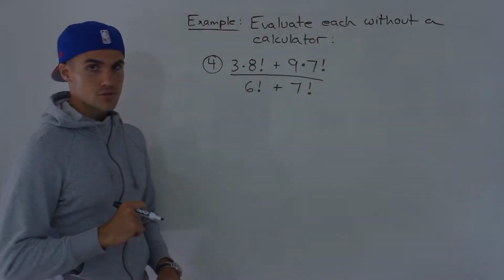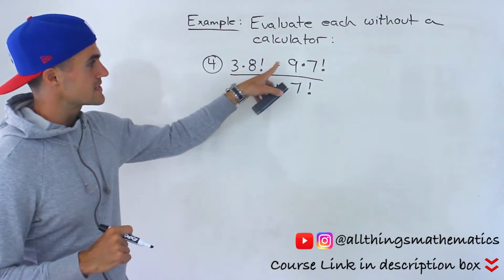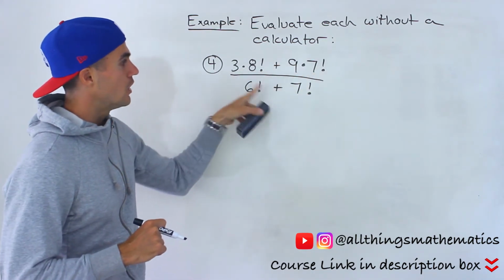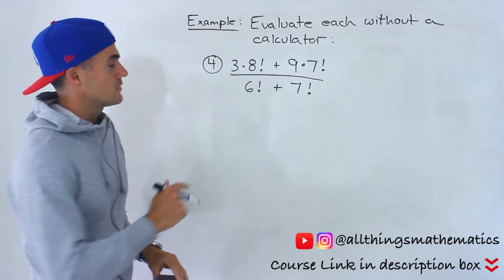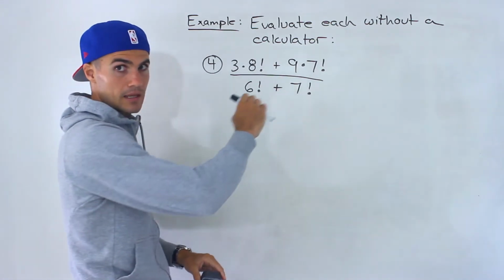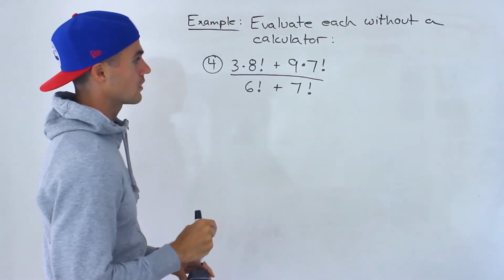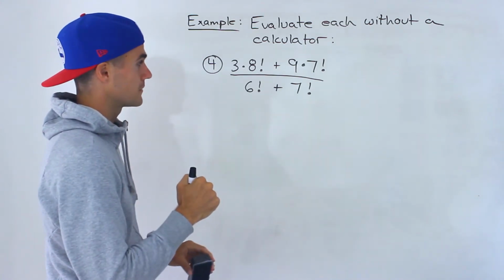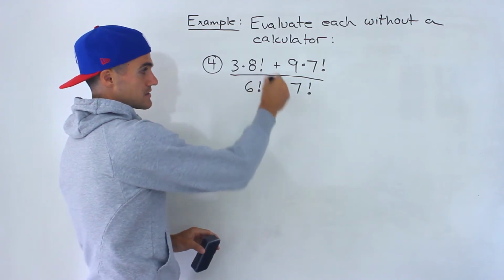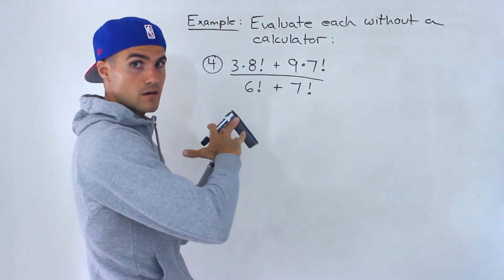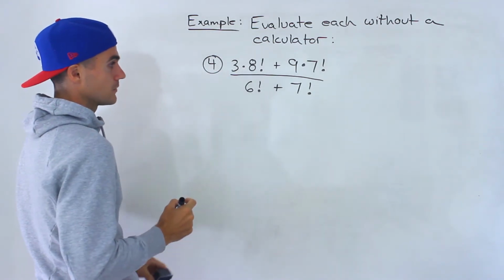And then finally, moving on to number 4, the more challenging one. So we got 3 times 8 factorial plus 9 times 7 factorial all over 6 factorial plus 7 factorial. Notice now that we have this plus in the numerator and denominator, which does make things more complex versus if they're just multiplying. Because it's tougher to just cancel stuff out. You have to first factor stuff, and then those factored terms, hopefully they can cancel in the numerator and denominator.